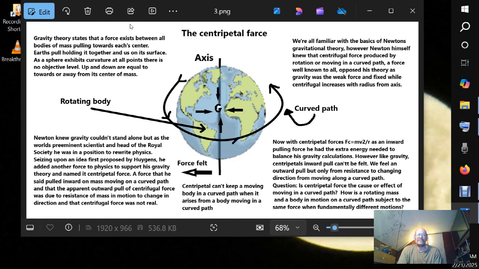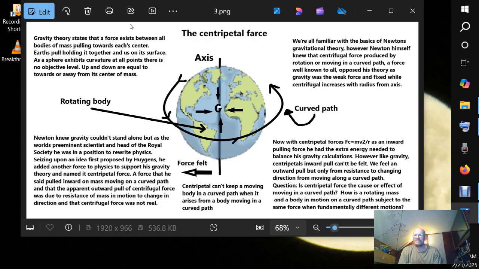Newton knew gravity couldn't stand alone, but as the world's preeminent scientist and head of the Royal Society, he was in a position to rewrite physics. Seizing upon an idea first proposed by Huygens, he added another force to physics to support his gravity theory and named it centripetal force, a force that he said pulled inward on mass moving on a curved path, and that the apparent outward pull of centrifugal force was due to resistance of mass in motion to change in direction, as per his first law of motion, and that centrifugal force was not real.